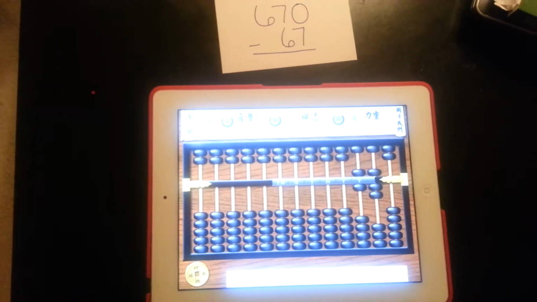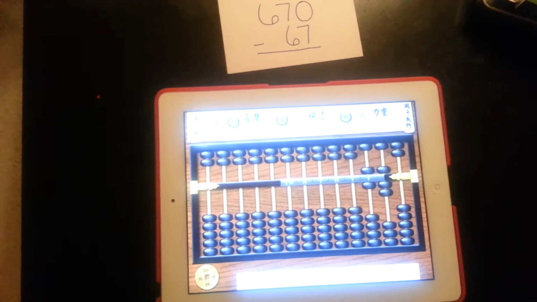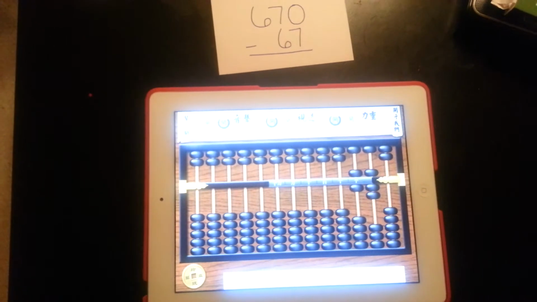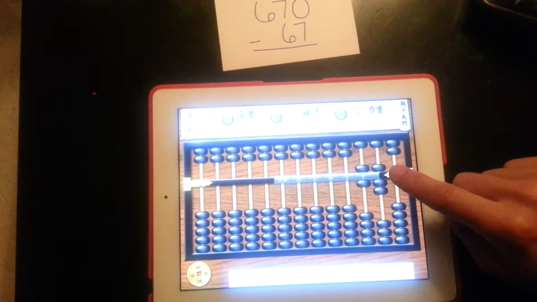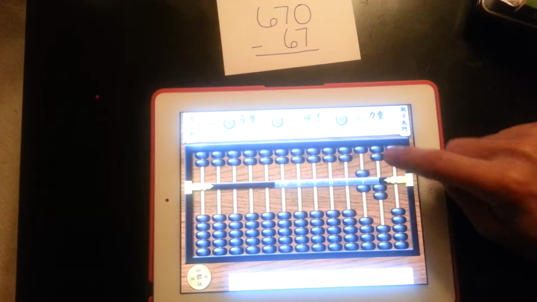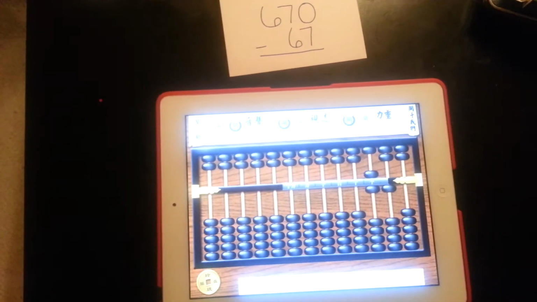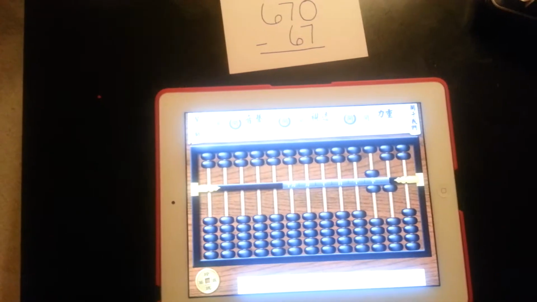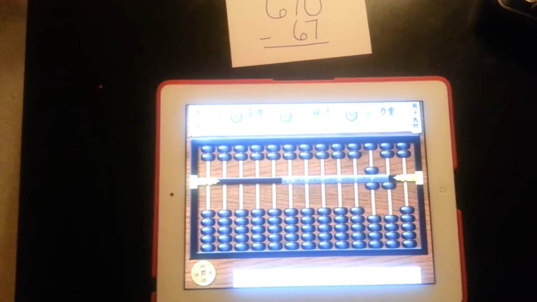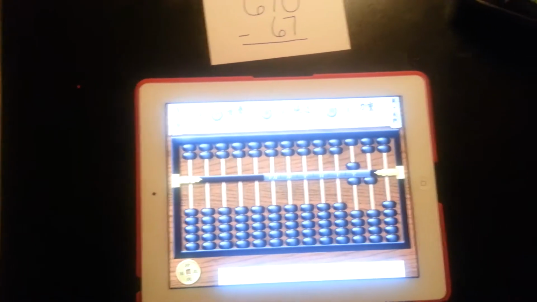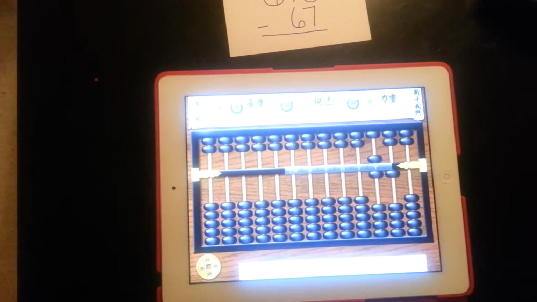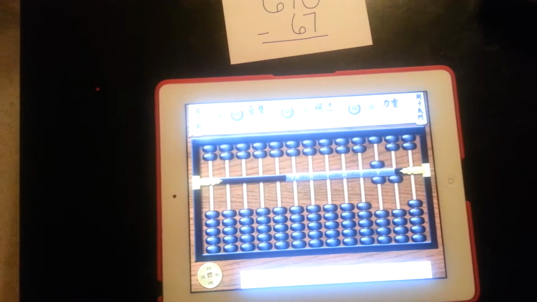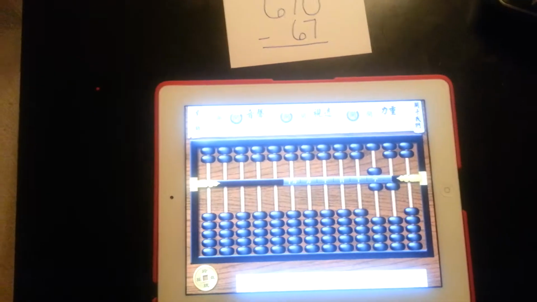from 670. Therefore, we're going to move over to the second bar and subtract our 6 from the 7, taking 1 heavenly bead up and 1 earthly bead down. Now, we're going to subtract the 7 from the ones place. In this case, our ones place has 0.